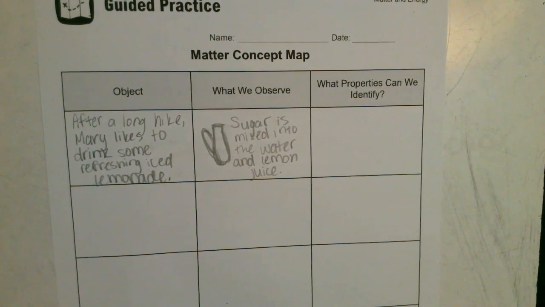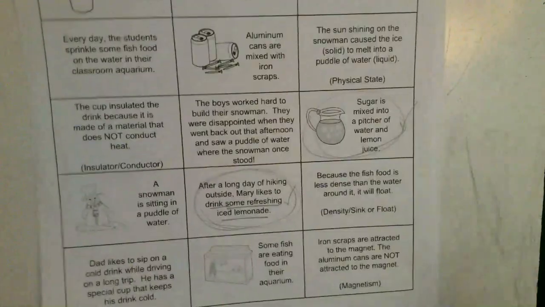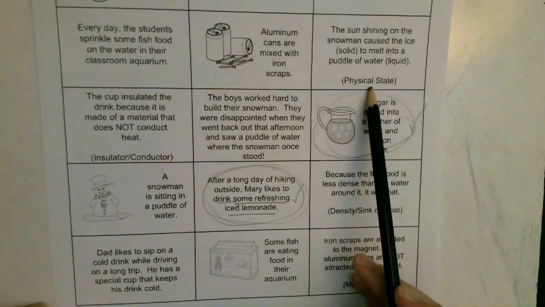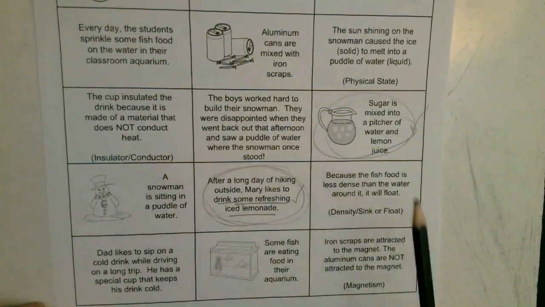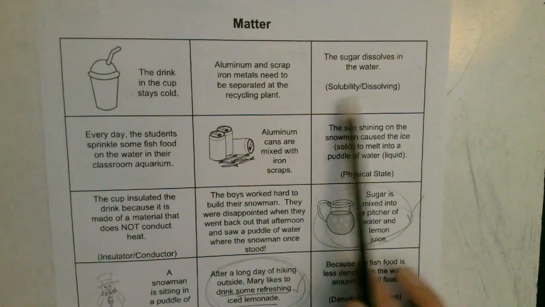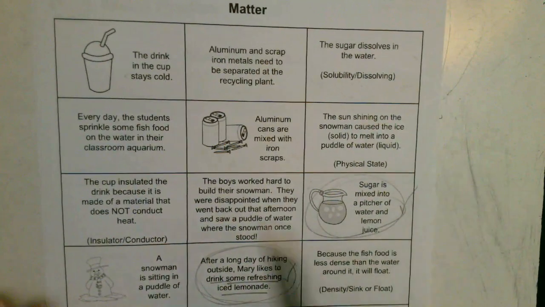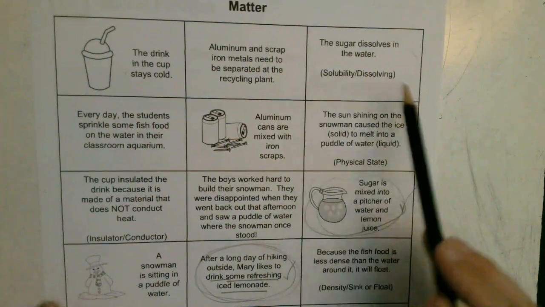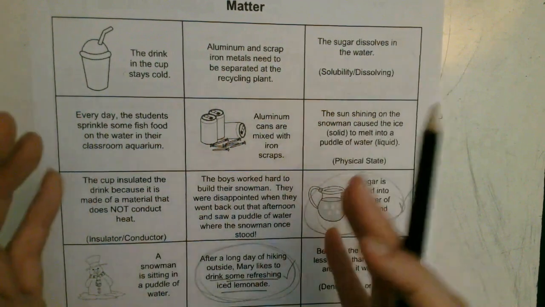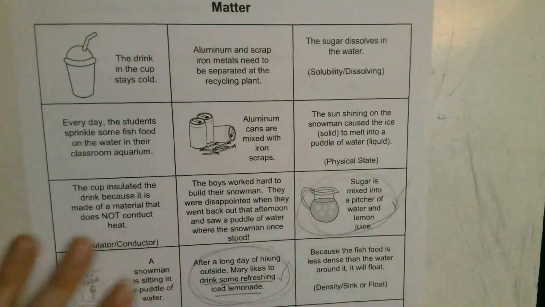We need to figure out what properties we can identify. When you guys get a chance to look at the cards, some of them will have pictures like we talked about, and some of them will also have identifying physical properties that we have talked about for matter. As you can see on the cards, some of them say physical state, insulator, conductor, density, magnetism, and solubility or dissolving. These are all different properties of matter that we talked about.